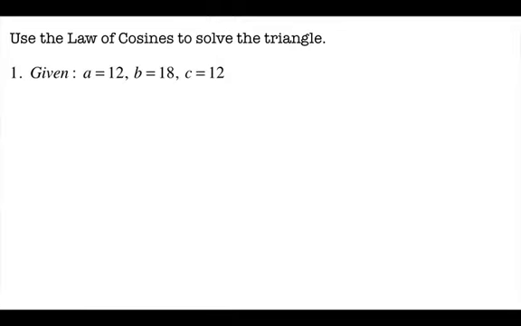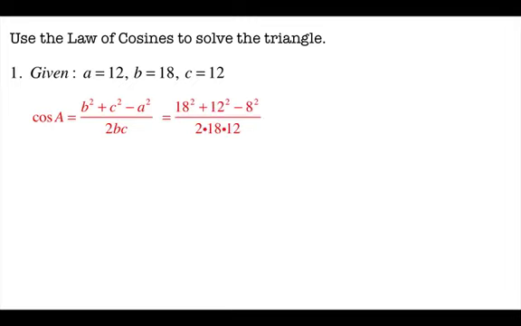So here it says use the law of cosines to solve the triangle. Notice that you're given side, side, side. So I'm going to first find angle A. I'm going to plug in the values into this formula, and this is what I get. At this point, you punch this into your calculator, and you end up with something like this. And then if you want to find angle A, you have to use the inverse function, and that's how you end up with 20.7 degrees.